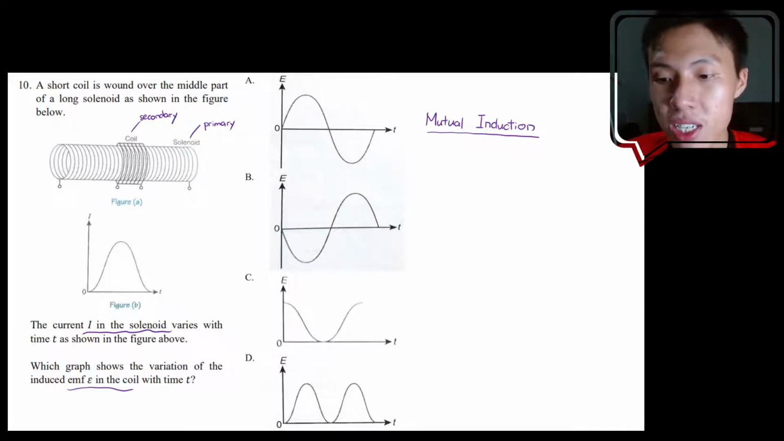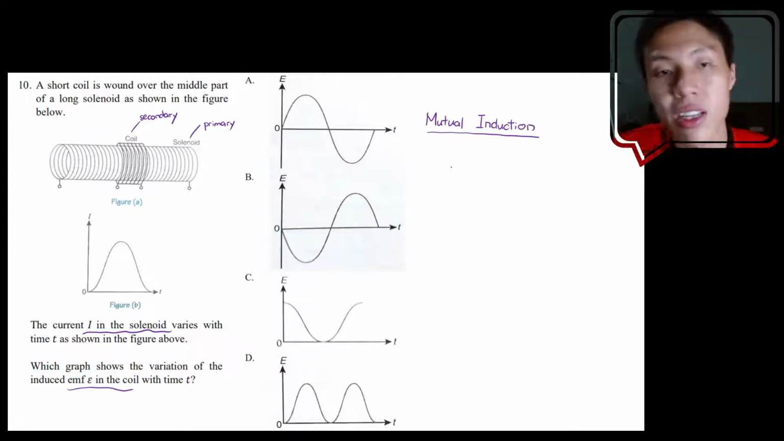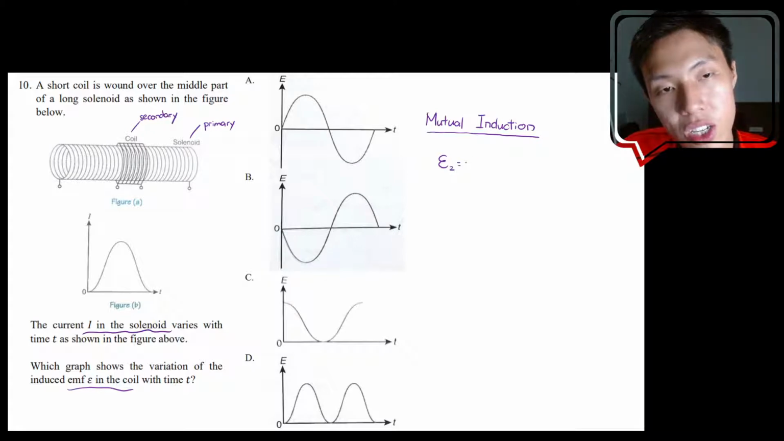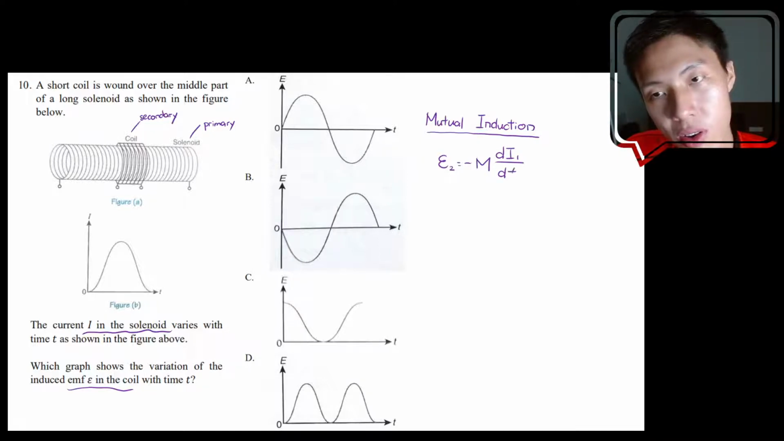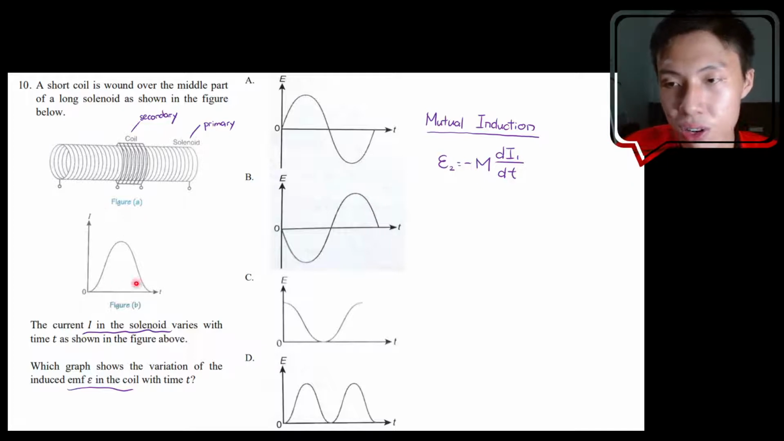Okay, so in this situation here, they are interested in the induced EMF in the coil. So they are interested with the secondary one, so that means it's EMF 2. You know that for mutual induction, EMF 2 will be due to the change in current in 1. That change in current in 1 is this graph over here.